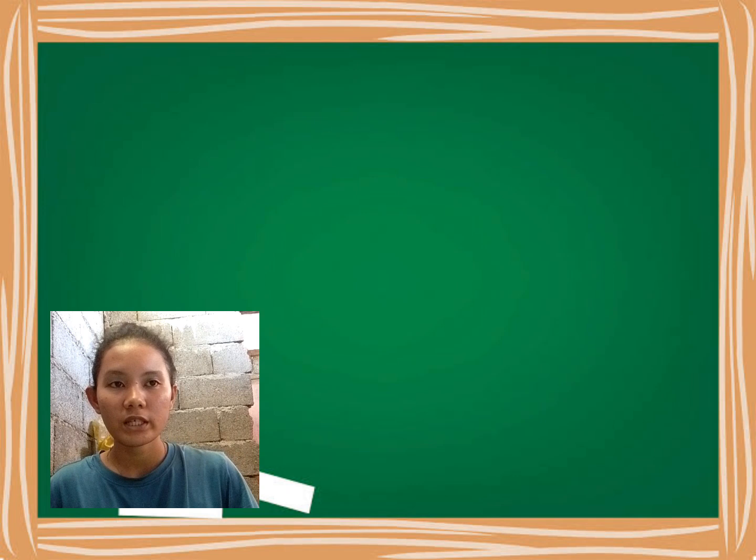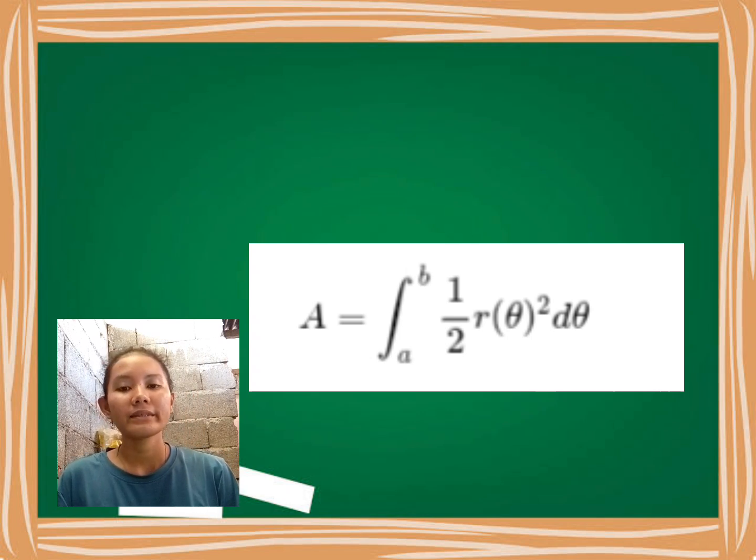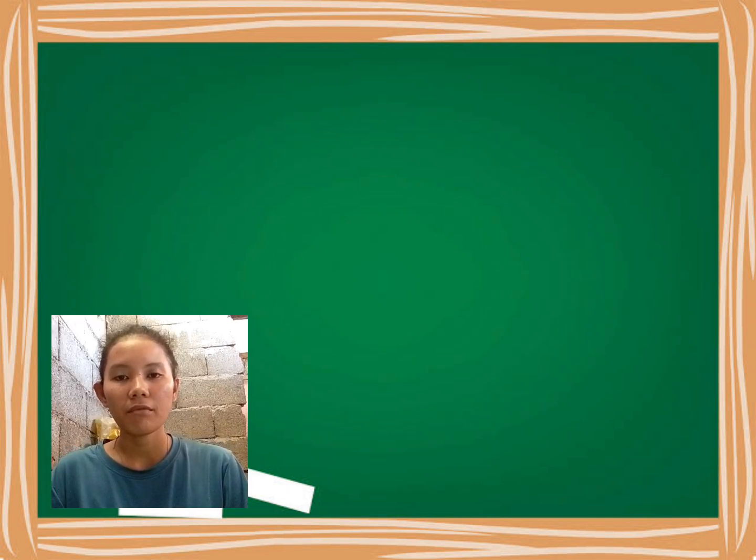So let us now proceed in finding the area of the region bounded by the polar curve. The area of a region bounded by a single polar curve is given by the equation A = ∫ from A to B of (1/2) r(θ)² dθ, where A and B are the values of θ that bound the area. Another way to say this is that the area of the polar curve sweeps out with a radius vector that rotates from angle A to angle B.